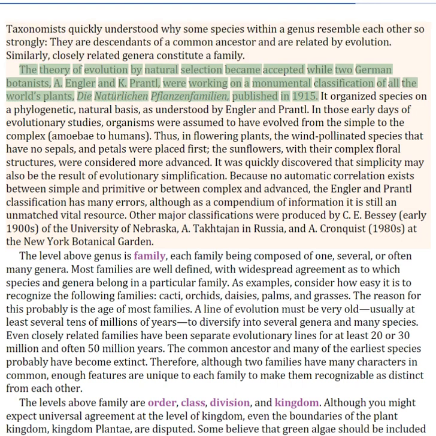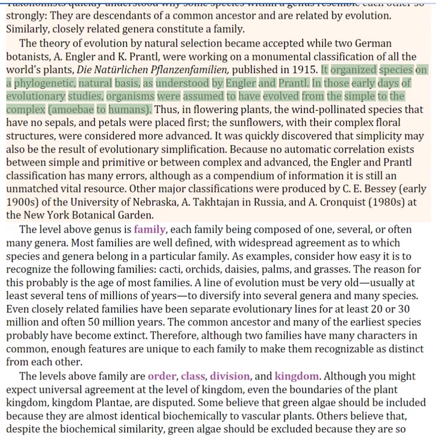The theory of evolution by natural selection became accepted while two German botanists, A. Engler and K. Prantl, were working on a monumental classification of all the world's plants, Die Natürlichen Pflanzenfamilien, published in 1915. It organized species on a phylogenetic, natural basis, as understood by Engler and Prantl.